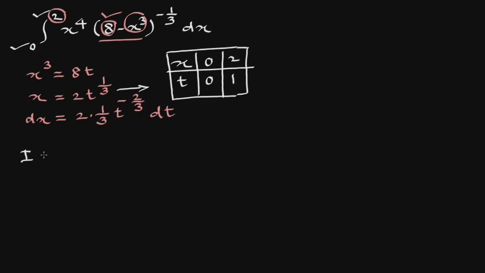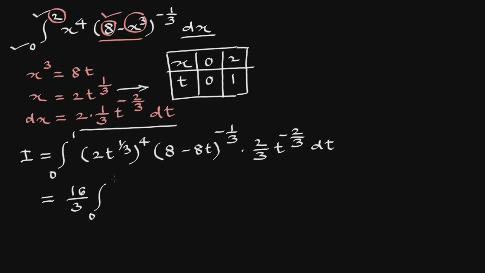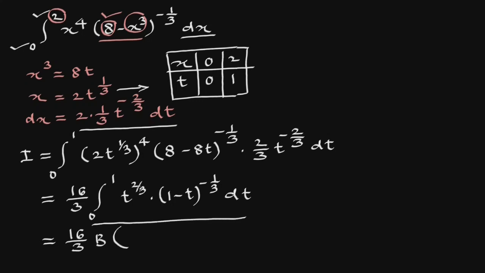So the integral becomes from 0 to 1 of 2t raised to 1/3 raised to 4 into 8 minus 8t raised to 1 upon 3, and for this dx we substitute 2 upon 3 t raised to minus 2 upon 3 dt. So this finally reduces to 16 upon 3 integral from 0 to 1 of t raised to 2/3 into 1 minus t raised to minus 1 upon 3 dt. That will be 16 upon 3, and this beta function, beta of 2 upon 3 plus 1, 5 upon 3, comma, minus 1 upon 3 plus 1, 2 upon 3.